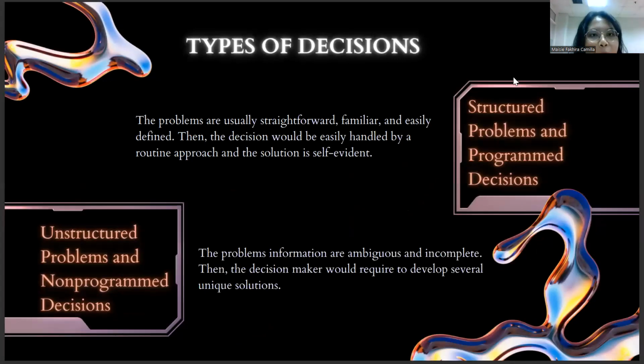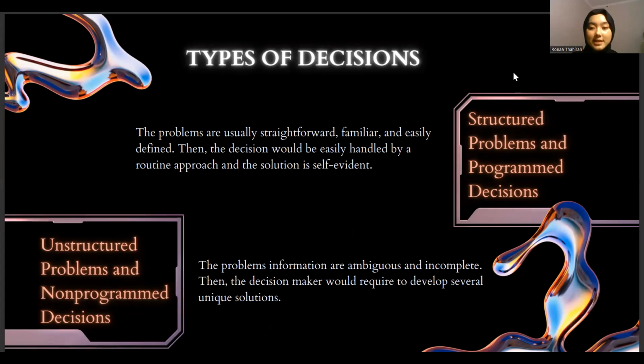The next is types of decisions. There are two types of decisions. The first is structured problems and programmed decisions. The problems are usually straightforward, familiar, and easily defined. Then the decision will be easily handled by a routine approach, and the solution is self-evident.